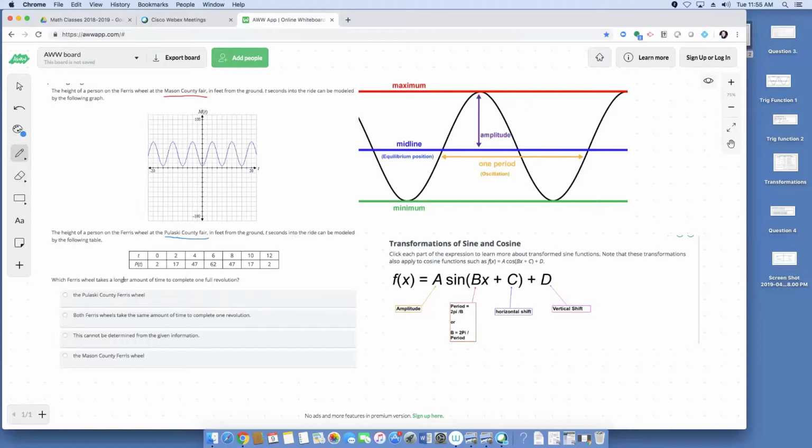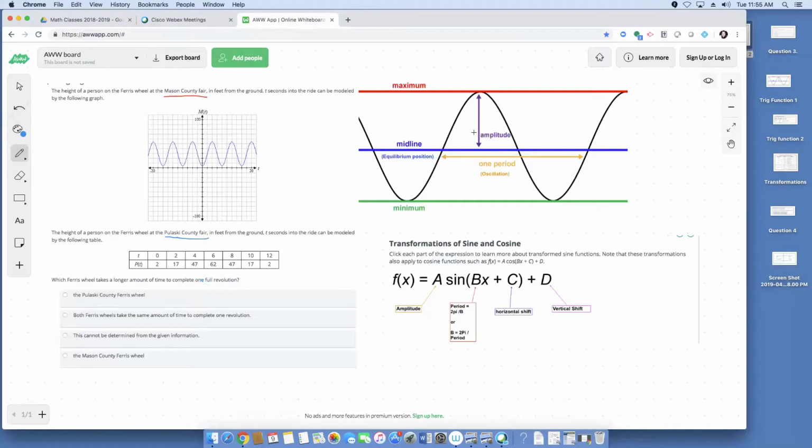Which Ferris wheel takes a longer amount of time to complete one full revolution? Here's another word for that: full revolution. Where a lot of students trip up is the vocabulary. It's not even the Algebra 2 part, just knowing the vocabulary. So what are they asking for? Which Ferris wheel has the longer period, right? So let's get into where we find that in each one, because they're represented differently.